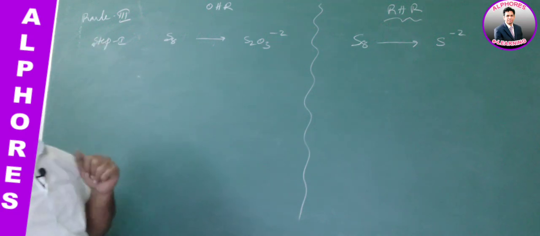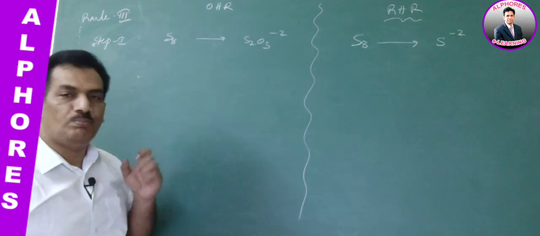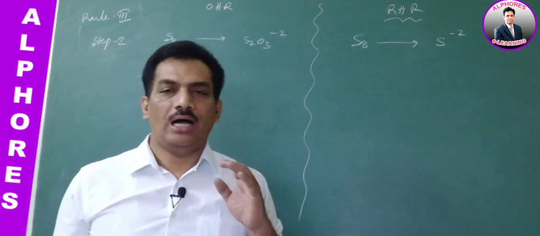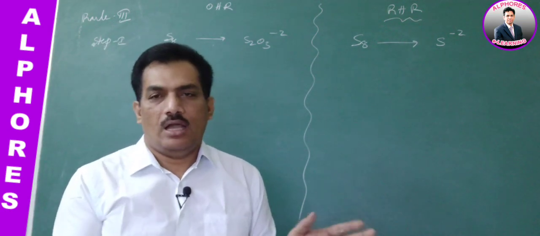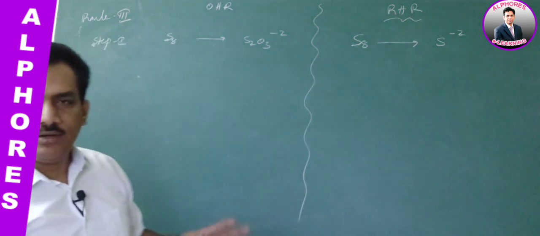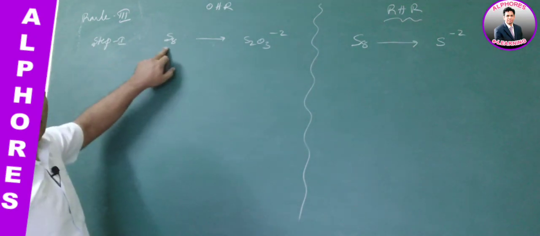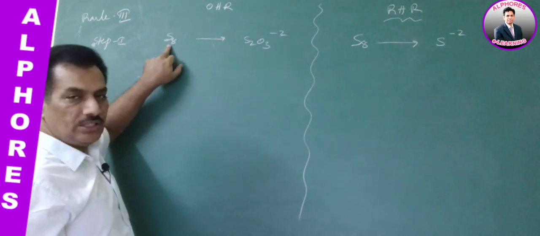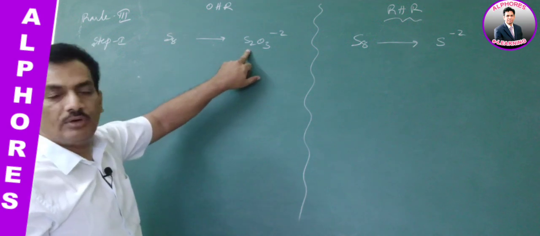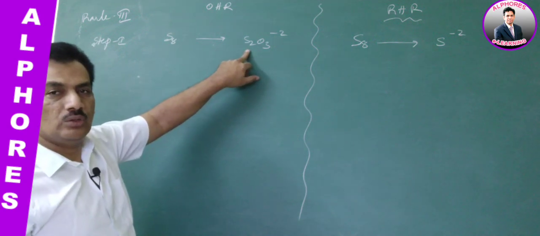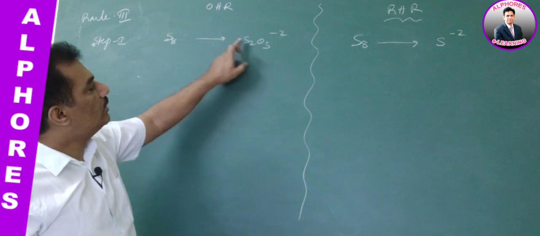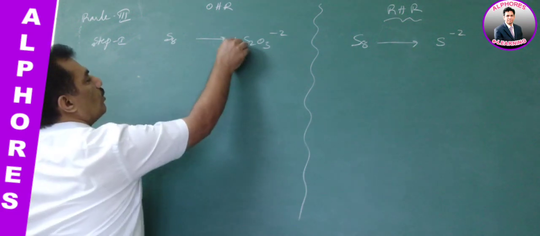Now step 1. As per step 1, we have to balance the atoms other than oxygen and hydrogen. Other than oxygen and hydrogen, the atom present here is sulfur. Here sulfur is 8 atoms, but this side sulfur is only 2 atoms. So to balance this sulfur, we have to take 4 as the coefficient.